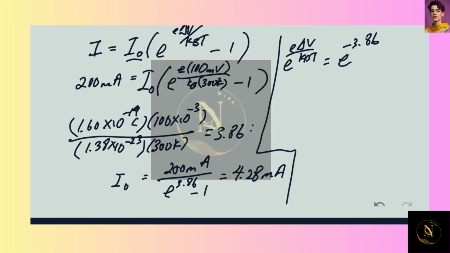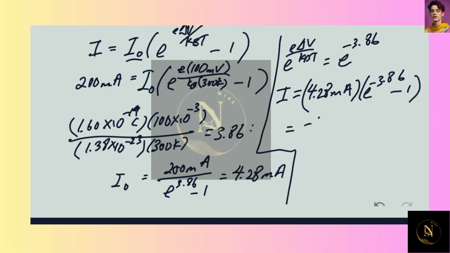Alright, and so the new current, we just take I naught, which is 4.28 milliamps, multiply this by e to the power negative 3.86 minus 1, should give us about negative 4.19 milliamps.